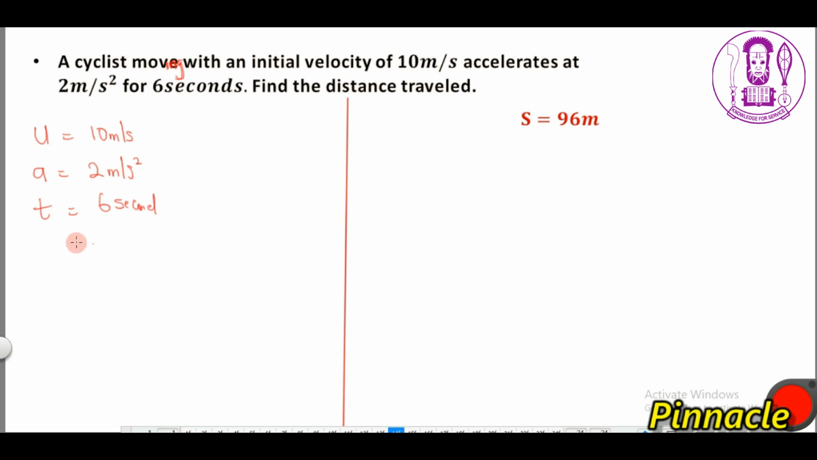Find the distance traveled. So we're looking for the distance that is traveled. This is quite straightforward. From the question we have the following parameters: u, the initial velocity, acceleration, time, and distance. So what equation of motion connects these four parameters? It is the second equation of motion.